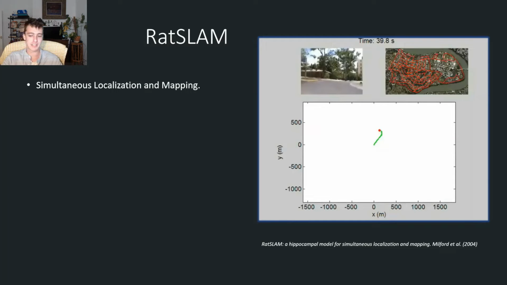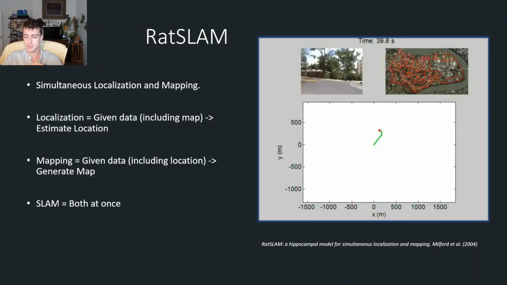Localization being the problem of taking data which somehow encodes location information and using it to predict location. And mapping is the converse problem of getting similar data, but this time including location and using it to build up a map of an environment that an agent is exploring. And SLAM is both of these problems at once. So building up a map of an environment while also keeping track of an agent's position within that environment.